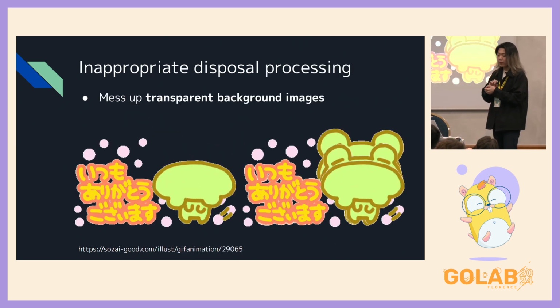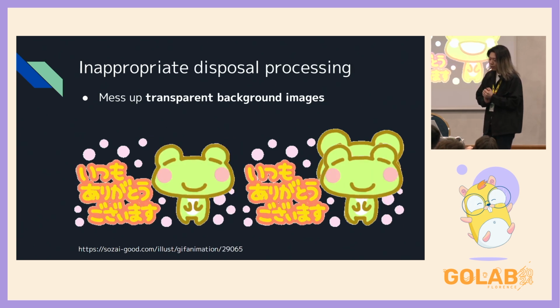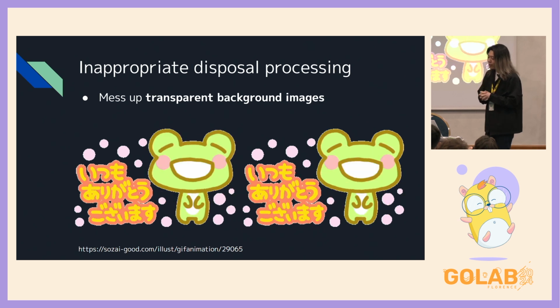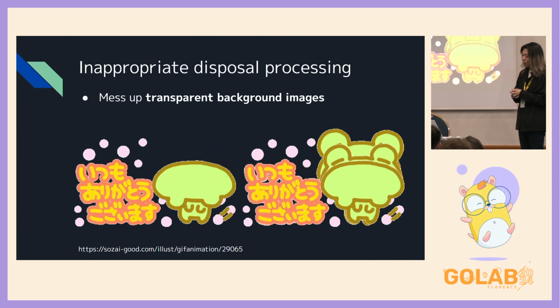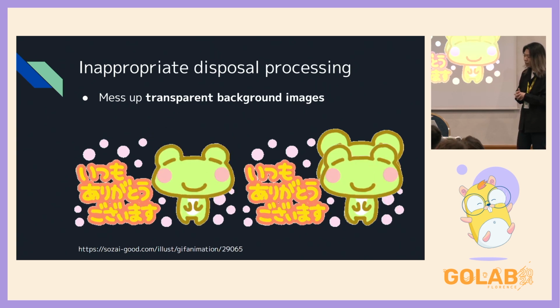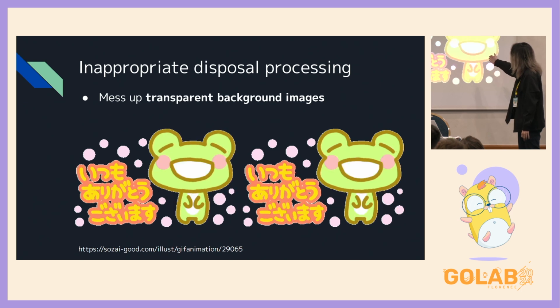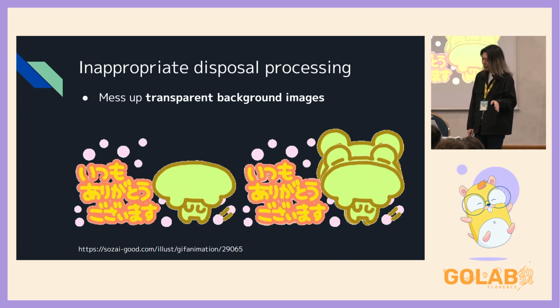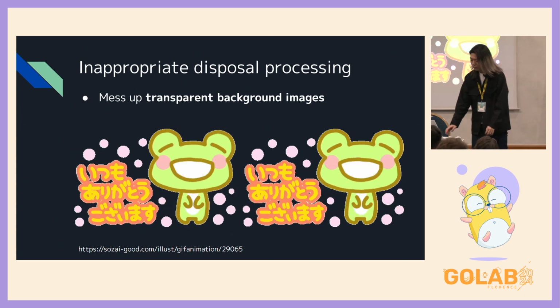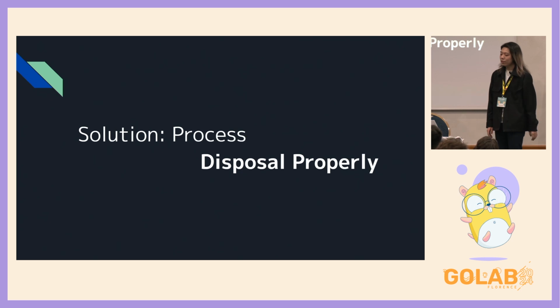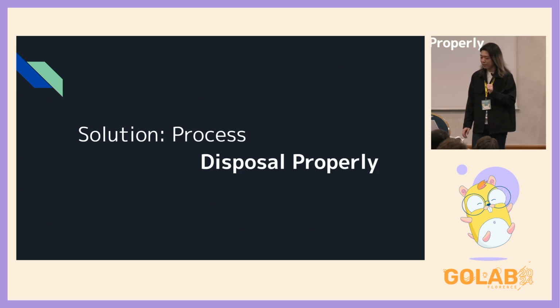And inappropriate disposal processing can cause problems like this. As you can see with the cute frog GIF here, all the frames remain instead of being properly disposed of, leading to a messy and distorted animation like you can see here. This happens when the disposal method is not applied correctly, particularly with transparent backgrounds. To fix this, we need to ensure that the disposal method is applied correctly.